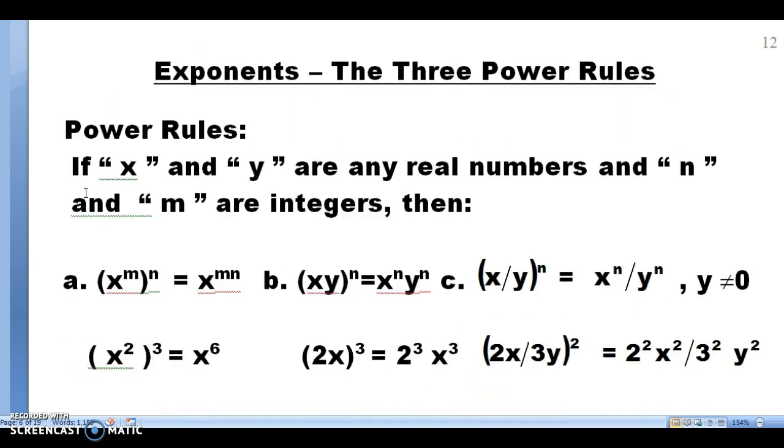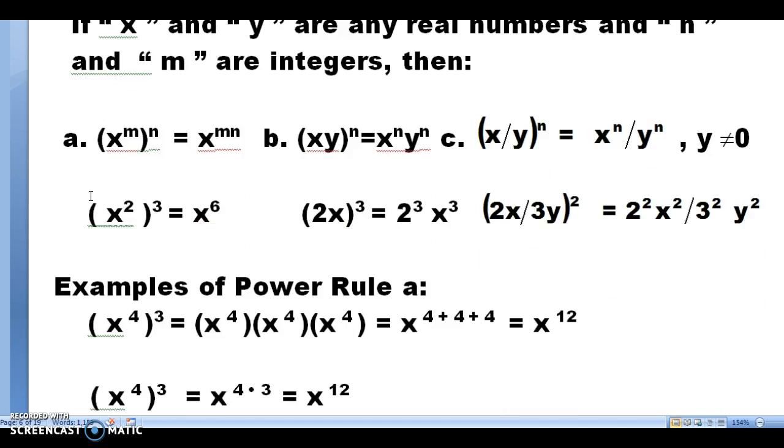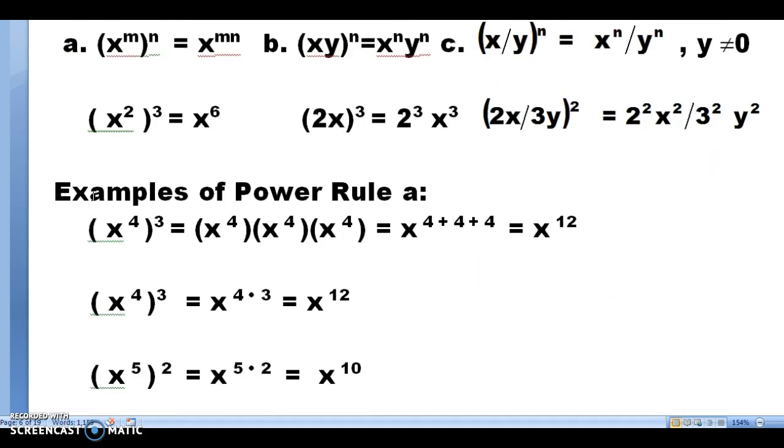On page 12, we have 3 different rules for the power rules. Again, x and y are any real numbers, m and n are integers. The first power rule says that if you have one base and it has 2 exponents, so it's x to the power of m to the power of n, we simply multiply those 2 exponents together. You'll notice the difference from the product rule. The product rule had 2 bases and 2 exponents. This one only has 1 base and 2 exponents.